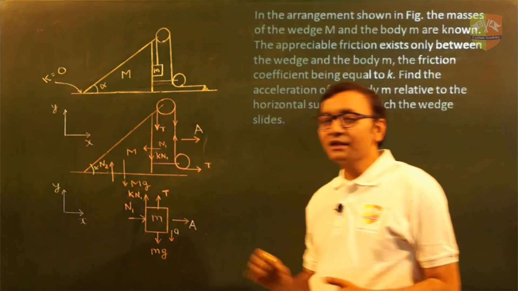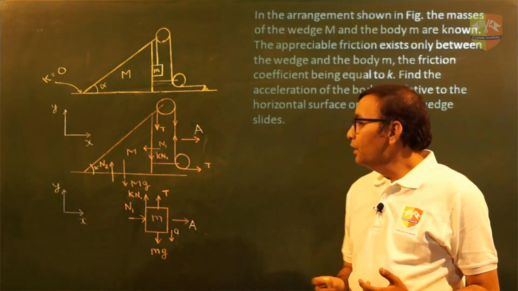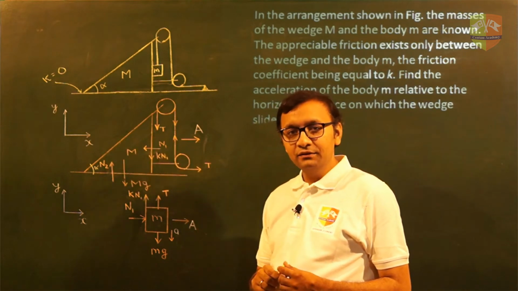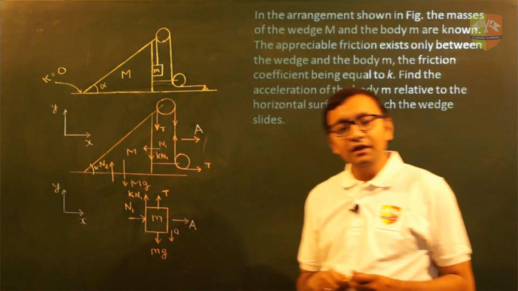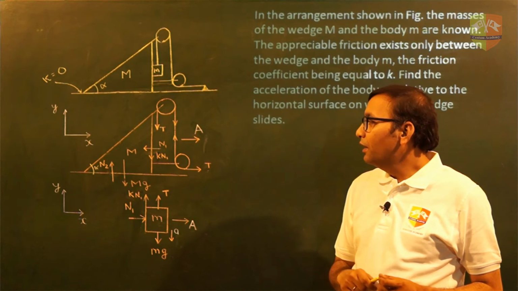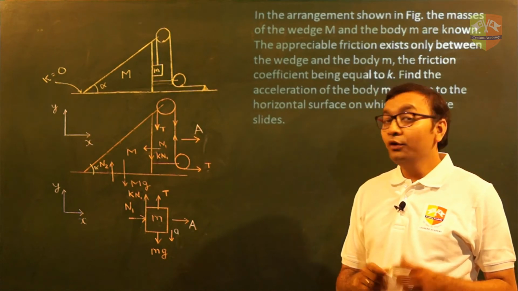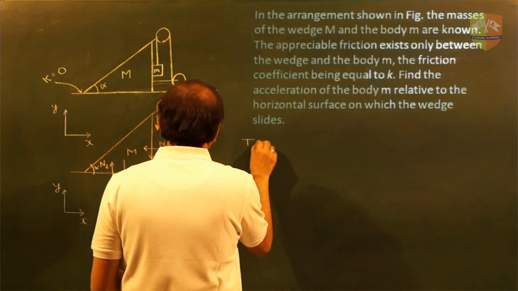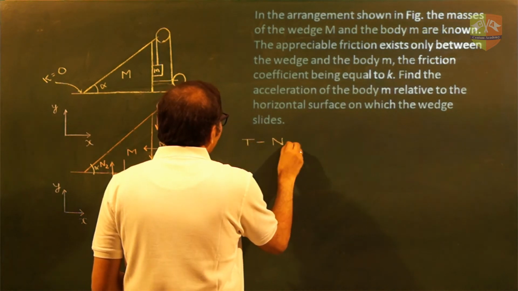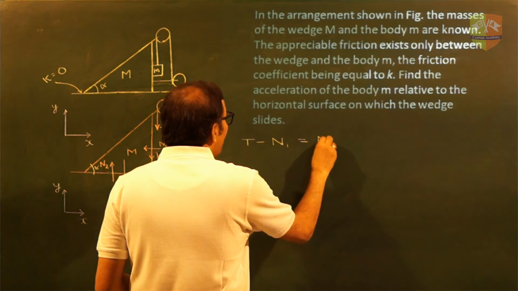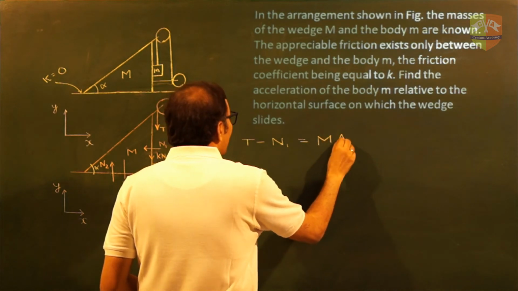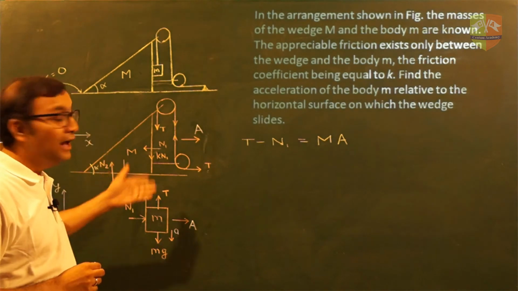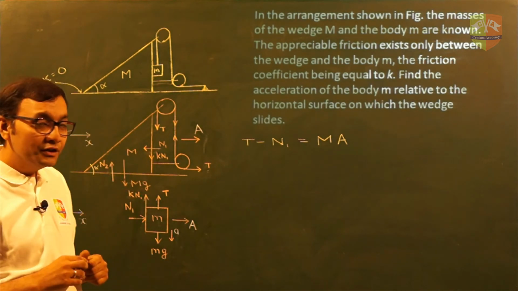So along the x-axis, what all forces do you see? One force is N1, right? There is another force T, this one. Any other force? Only two forces are there. So the net force along the direction of acceleration is T minus N1, right? This must be equal to mass times acceleration of the wedge. Fine. And along the y direction, what are the forces?